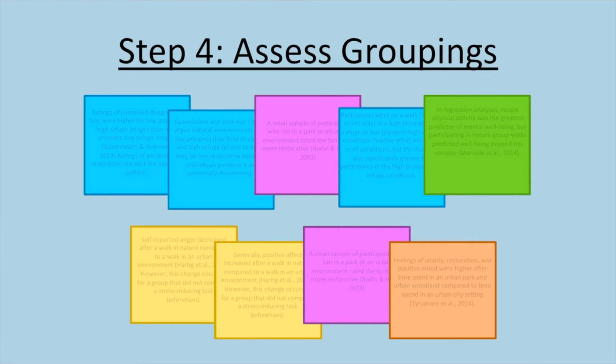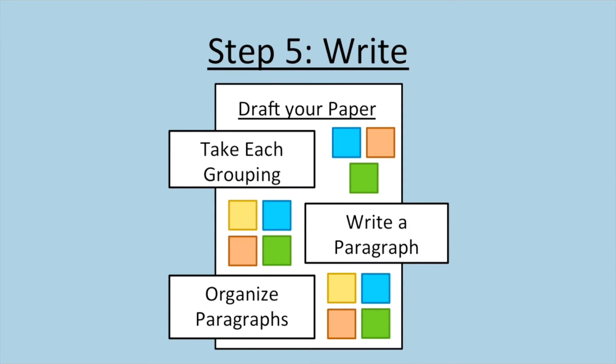Step 4 would involve assessing the groupings to make sure that each grouping has enough sources, that all of the ideas in one grouping fit together, etc. Step 5 would involve taking each grouping, writing a paragraph, and organizing your paragraphs into a draft of the paper.